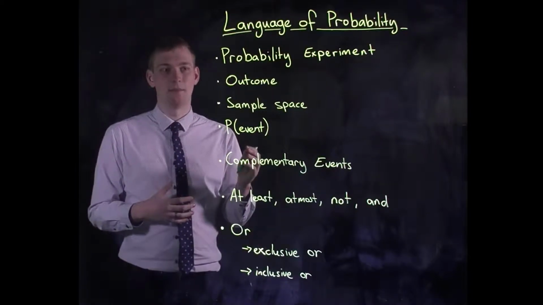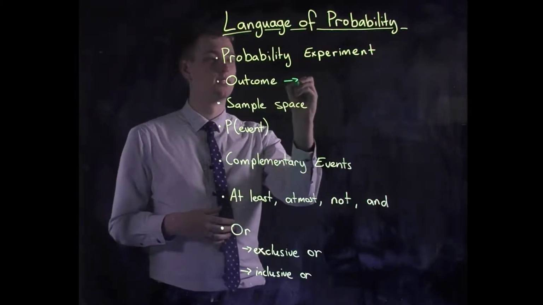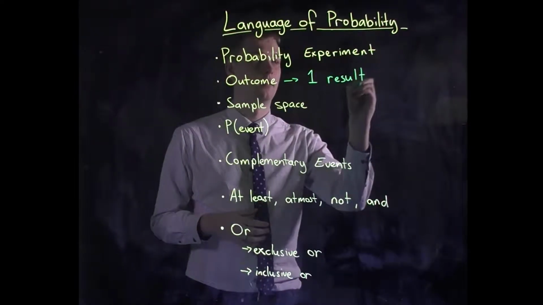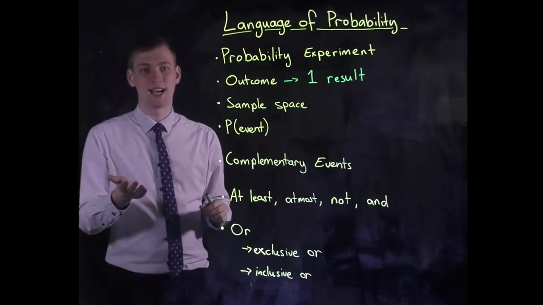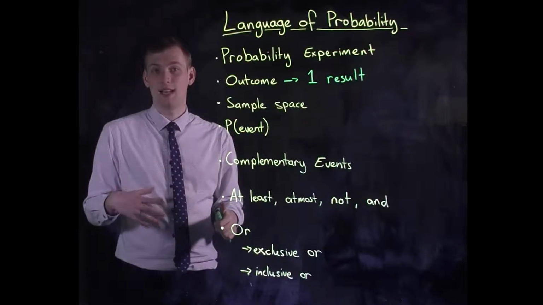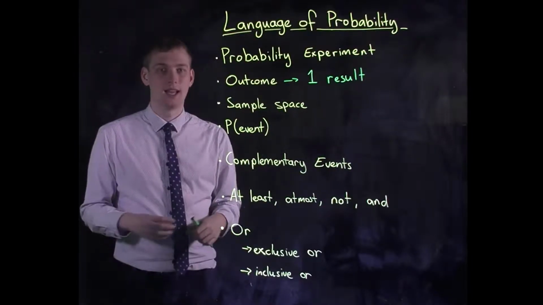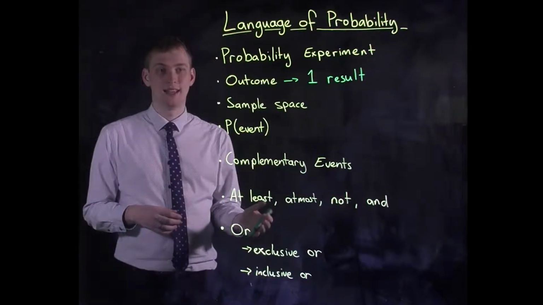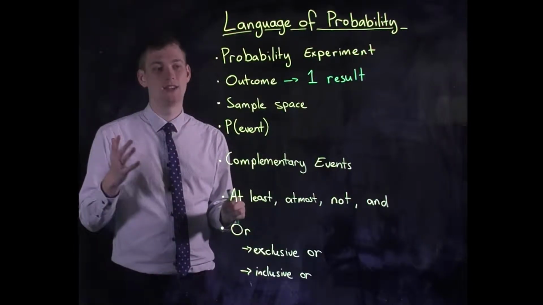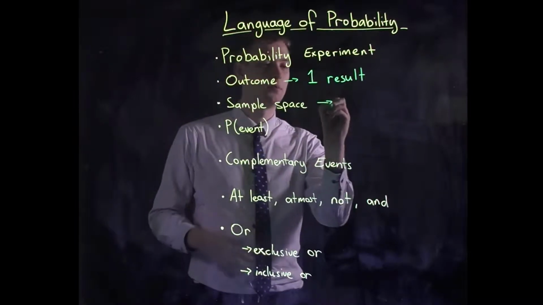Next is the outcome. Outcome is just one result. So for example, if we're rolling a dice, it has 6 possible outcomes. One outcome would be rolling a 2. Another outcome would be rolling a 6. Outcomes are just one of the results. Sample space, on the other hand, is all possible results.